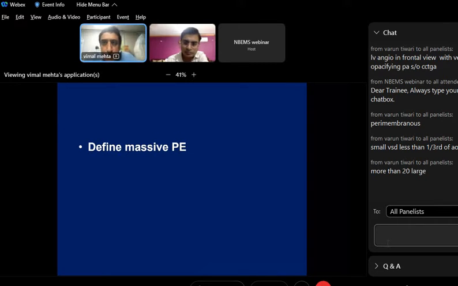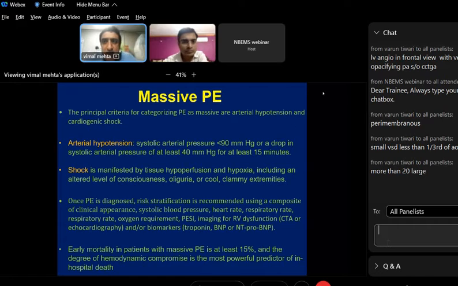Okay, no answers. So basically, how do you define massive or submassive? Okay, so how will you define that, is it 50%? Obviously, the more lung parenchyma is involved, the larger the artery involved. Okay, somebody is saying nicely: the presence of two things, shock as well as arterial hypotension. If both are present, then it is called massive.